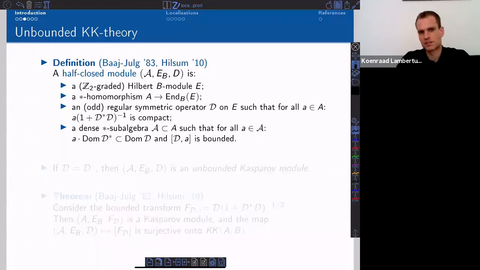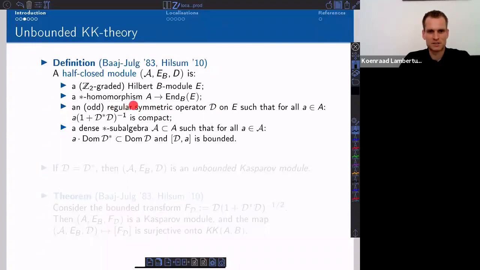The unbounded Kasparov modules were introduced by Baaj and Julg already in the early 80s. What I will talk about mostly today is a generalized version where the operators are no longer assumed to be self-adjoint, which was introduced by Hilsum. The idea is similar as for a bounded Kasparov module. Again, we have a Hilbert module and a representation of our algebra on this Hilbert module. The difference is that we now consider an unbounded operator D. This is assumed to be symmetric.